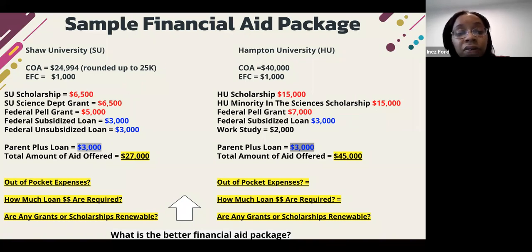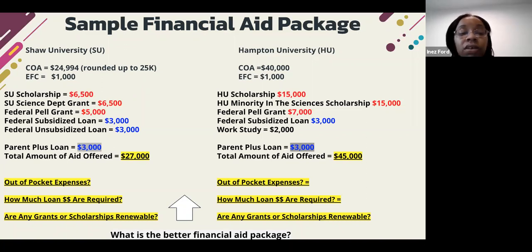They got a federal Pell Grant for 5,000. So now they're at 18,000. Now here's the loan part, right? We said don't go over 6,000. So they're at 18,000. They got a subsidized loan for $3,000. They got a federal unsubsidized loan for $3,000. Okay. So we got 13 plus 5 is 18, plus 3 is 21, plus 3 is 24. All right. Don't count a Parent Plus loan because you won't know until July if your parent is actually approved. It's based on credit. Now the total amount of aid is 27,000, but remember, don't take that Parent Plus loan.